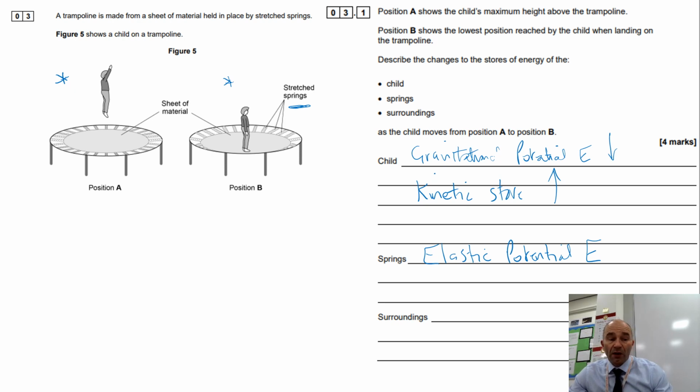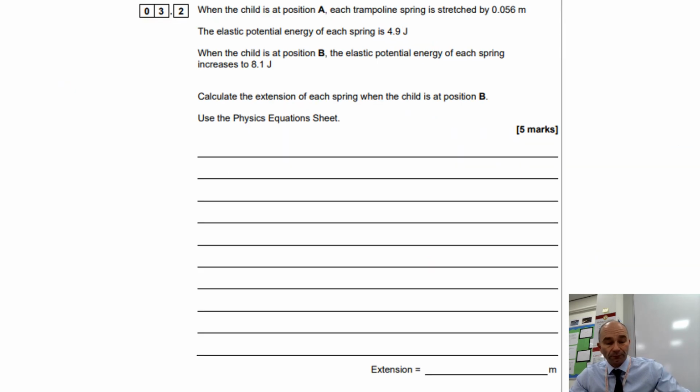And then finally with the surroundings, because the child is moving, the trampoline's moving, the springs are moving slightly, that's going to cause a little bit of friction with the surroundings, with the air and the materials. So it means that our internal or thermal stores of energy are increasing. The other acceptable answer here is that you could say that the energy is dissipating into the surroundings. So that's where your 4 marks are going to come from on that one.